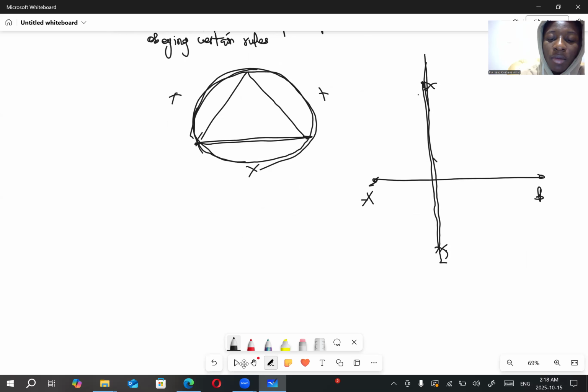When you have a fixed point, and then you have other points, and those points are such that the distances from the fixed point to those points are equal. So you have other points, and those other points are such that the distances from those points to the fixed point are equal. You get it like that, equal.